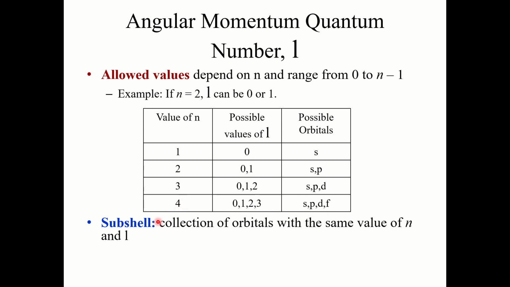This other term you may want to know is subshell. A subshell is a collection of orbitals with the same value of n and L. So I could say my n equals 2 shell would refer to both the s and p orbitals. That would be my n equals 2 shell. Whereas I could say I have a 2s subshell, that specifically just refers to the 2s orbitals, or a 2p subshell, which just specifically refers to the 2p orbitals.